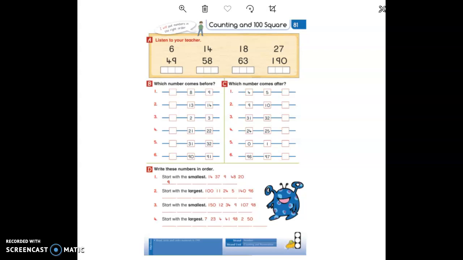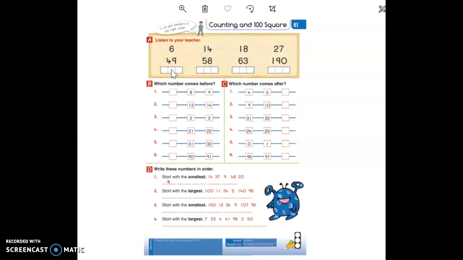Today we will look at page 81, Counting and 100 Square. Section A, listen to your teacher. So we have 3 boxes here, and here, here, and here. So I'm going to call it 4 numbers, which are up here. And you're going to write the number in the middle of each grid. And then you can work out the number before and after.